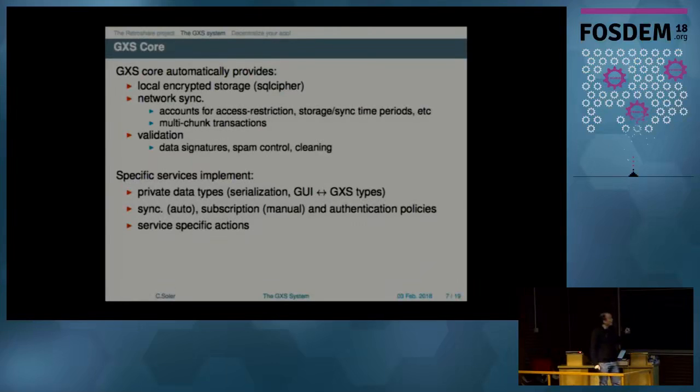So from that, specific services implement their own private data types. For instance, if you implement forums, you would have forum messages in your private data types, or maybe the name of the forum. They also define what the synchronization and authentication policies should be for the service, depending on the kind of service you want to implement. This can vary quite a lot. And they also implement specific actions. For instance, for the distributed asynchronous email system, the email service has to take care of removing messages when a return receipt has been received, etc.